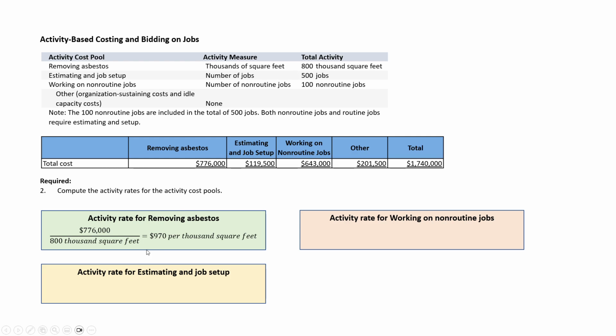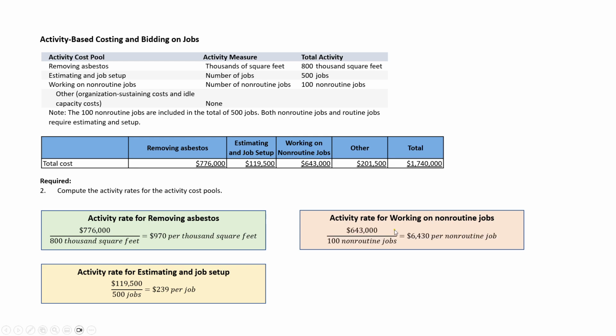776,000 divided by 800, keep in mind it's already noted in 1,000 square feet, is 970 per 1,000 square foot. So not per foot, but per 1,000 square foot. Estimating and job setup: 119,500 estimated cost divided by 500 estimated jobs, because we feel like jobs is what drives it. It would be $239 per job.